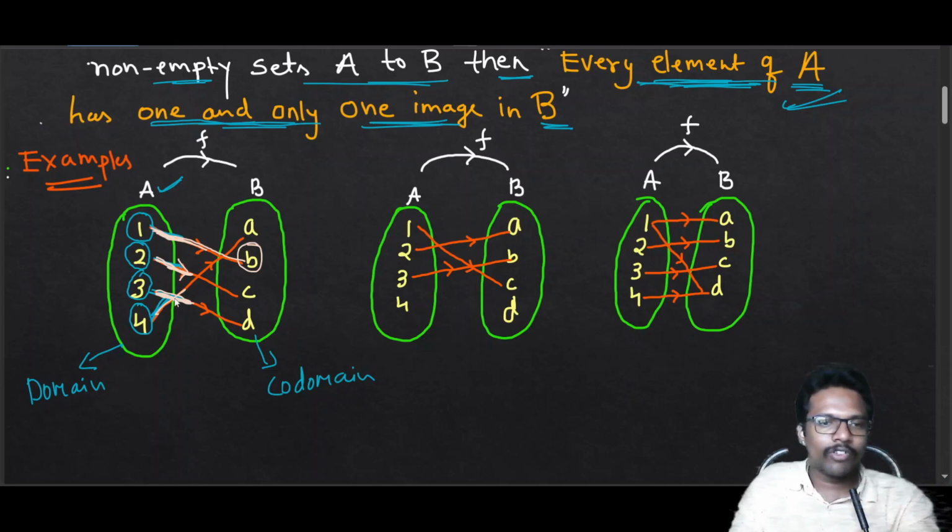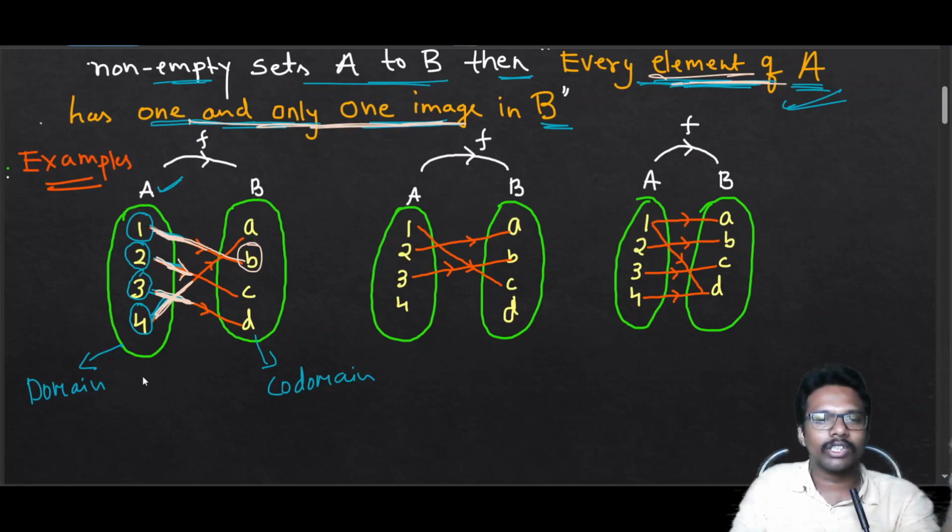If you consider 4, it has only one arrow mark going outside from A. It means 4 has one and only one image in B. So every element of A, that is 1, 2, 3, 4, is used, and each has only one image, so only one arrow mark. If you observe how many arrow marks go from each element, from each element there is only one arrow mark going outside from set A. It means it satisfies both conditions: every element of A is used, and each has one and only one image in B.